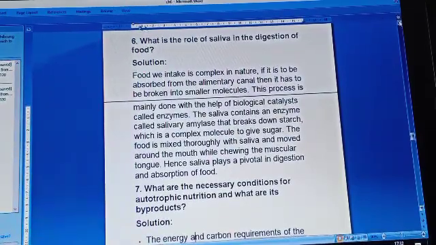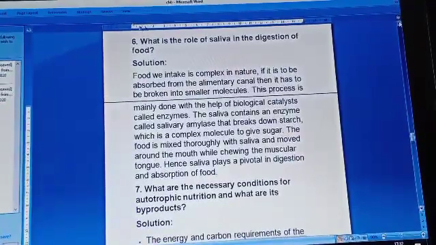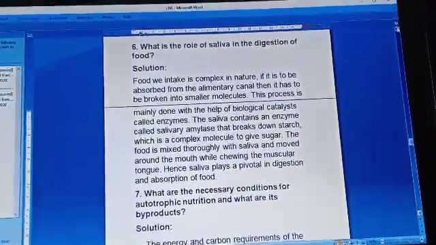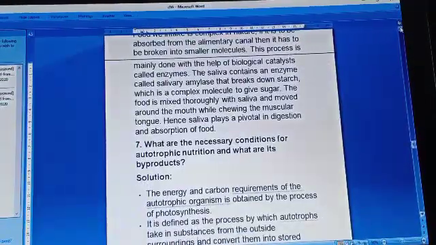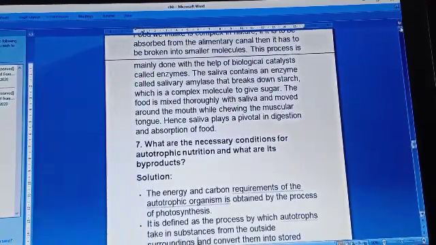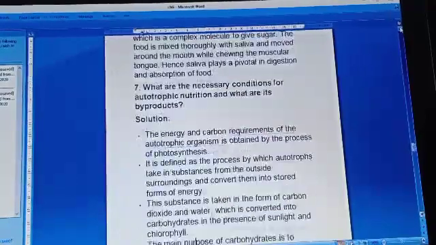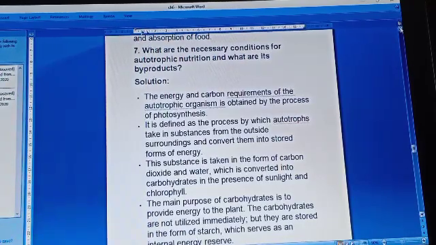The food is mixed with the saliva. That's why the food becomes a soft bolus, which helps it to be swallowed. So you can also say that the digestion of carbohydrates starts in the mouth by salivary amylase. Now the next question. What are the necessary conditions for autotrophic nutrition and what are its byproducts?